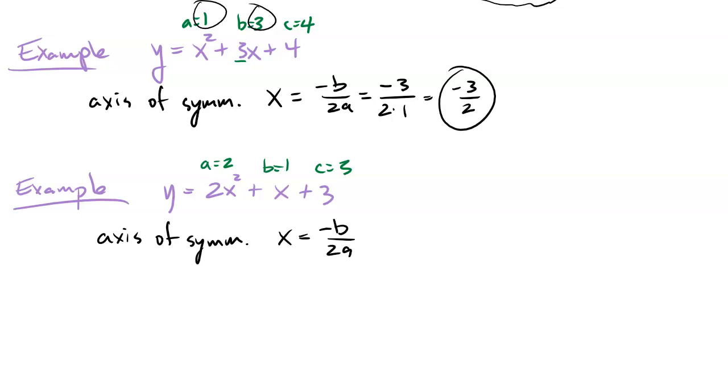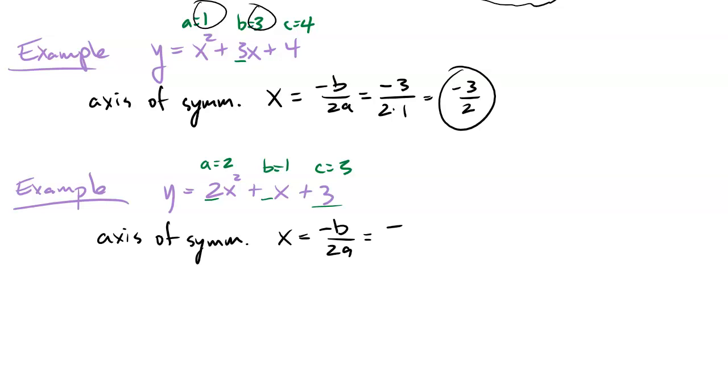And definitely once you get this down, it's never any different. So A is just always the number on the x squared, B is the number on the x, C is the number by itself. And we're going to have quite a few formulas in this chapter that deal with A, B, and C. So that's why I'm making sure to talk about all three of them. Axis of symmetry doesn't, but the other ones will.